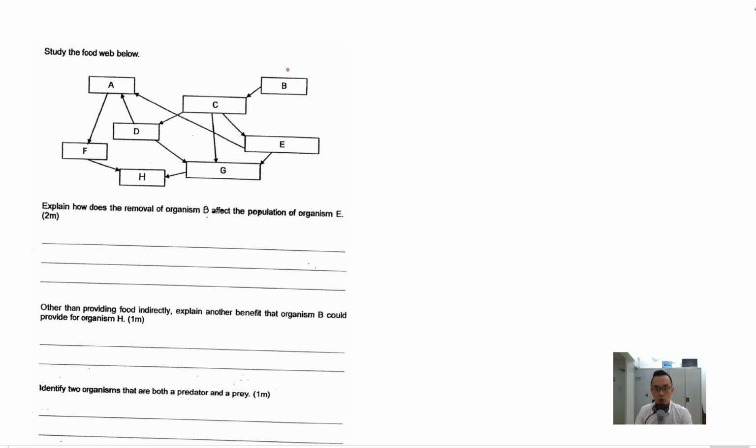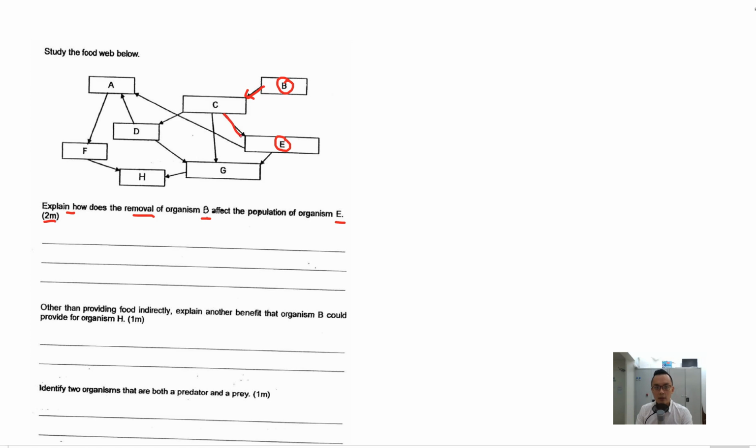Okay, so study the food web below. This is quite a complicated food web. So let's look at the first question. Explain how does the removal of organism B affect the population of organism E? Alright, so it's a 2-mark question. Let's be careful. So let's circle out organism B and organism E.